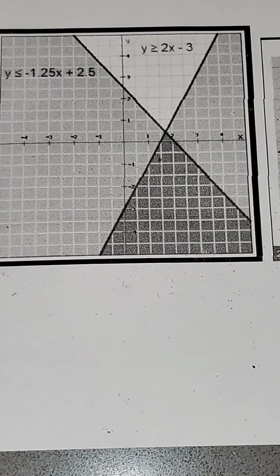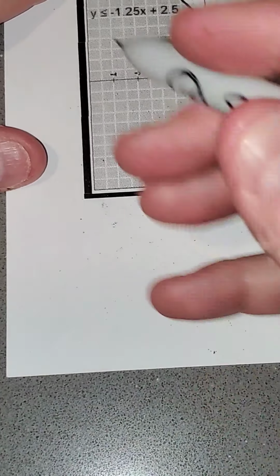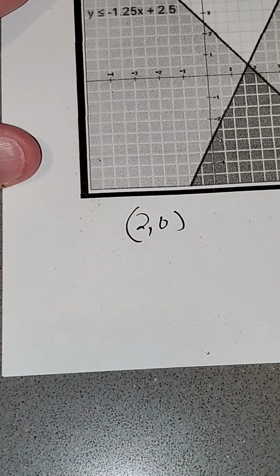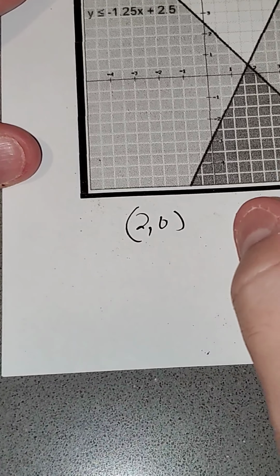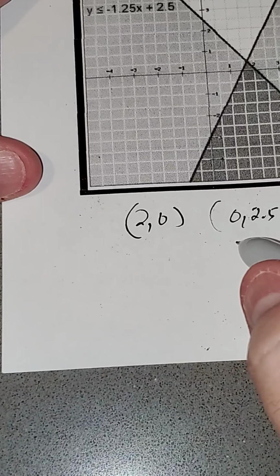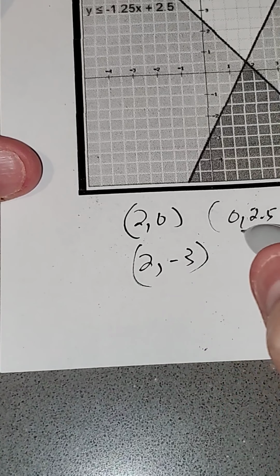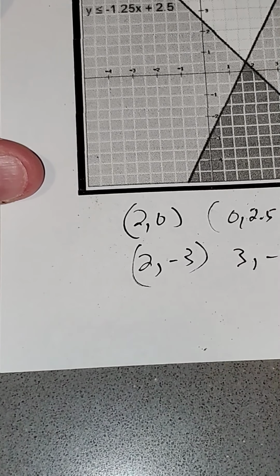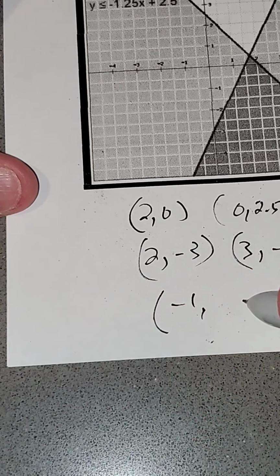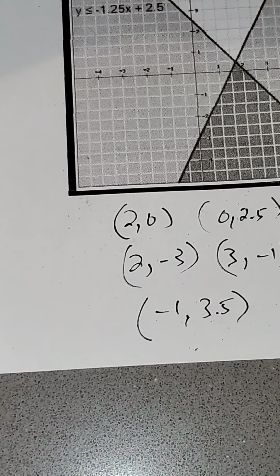Now here, I'm going to list 4 points. We're going to see, or 4 or 5, and we'll see which ones are part of the answers, okay? I'm going to give us 2, 0, and I'm going to give us what looks like 0, 2.5, and I'm going to give us 2, -3, and I'm going to give us 3, -1, and I'm going to give us -1, let me look, 3.5. Okay. And I'm going to put these dots on the graph for you.